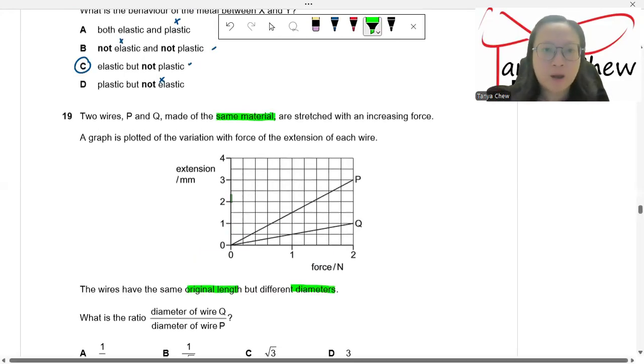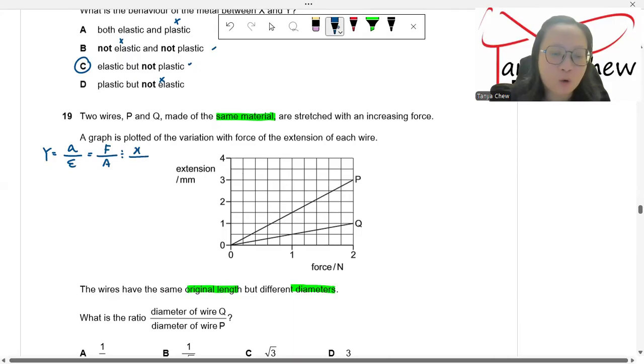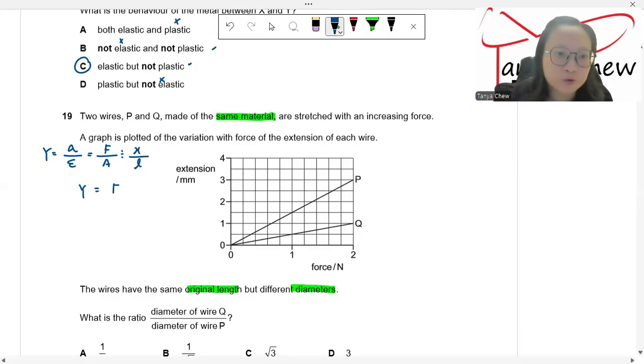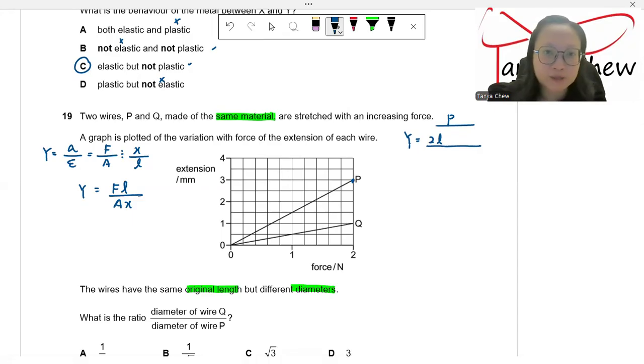This is very important. Same material means the Young modulus will be the same, right? So the equation of Young modulus is stress over strain. Stress is force over area, whereas strain is extension over original length. So Young modulus is equal to FL over AX. Now I find the Young modulus for P first. For P, Y of P is equal to F of P, force of P is 2 Newton. Same original length, so the length will be the same, over the cross-sectional area.